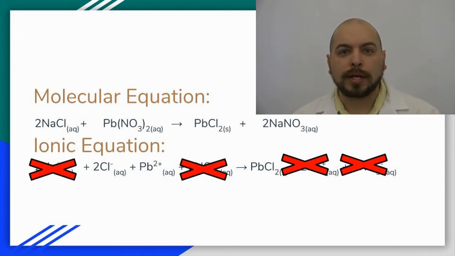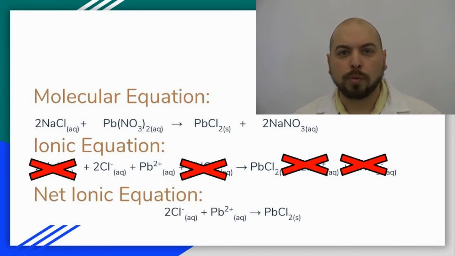Once we do that, we end up with our net ionic equation remaining. We rewrite it: 2 chloride ions, Cl-, plus 1 lead(II) ion, Pb2+, react to yield our solid lead(II) chloride, PbCl2. Remember, you don't have to put those subscripts to show aqueous or solid, but you're welcome to do it if it helps you out.